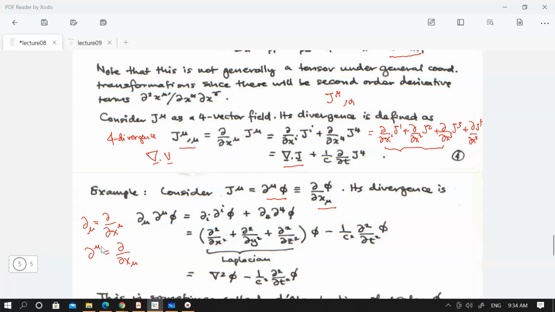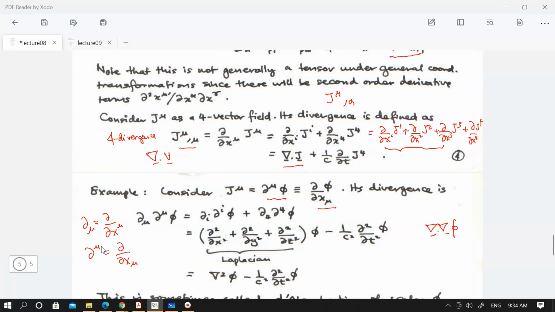So I have partial mu, which is given by that. Then I just simply plug into this divergence over here, and I will be able to get again the same kind of thing reappearing here. So this is your j i now, and this is your j4. And what happens in this particular case, you get your Laplacian. So this is just, remember, del dot del phi, and then you have the derivative with respect to time.